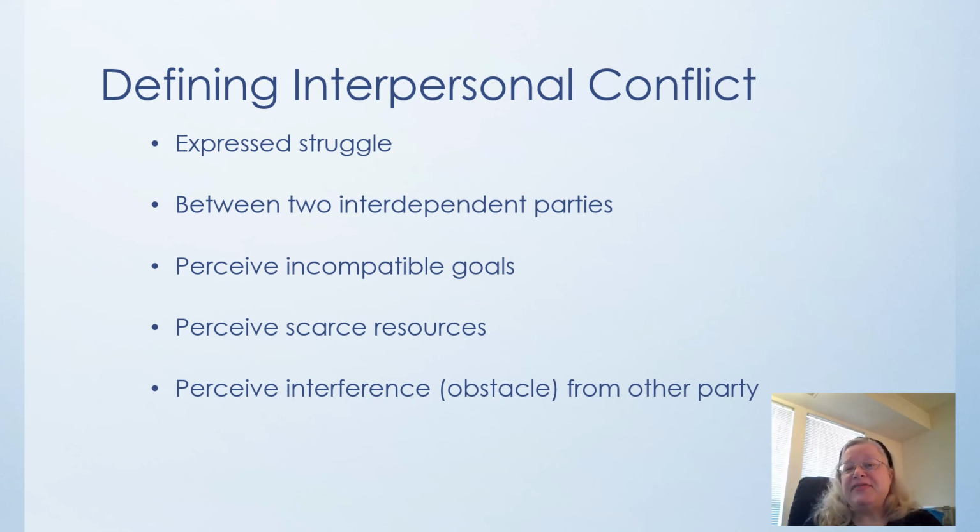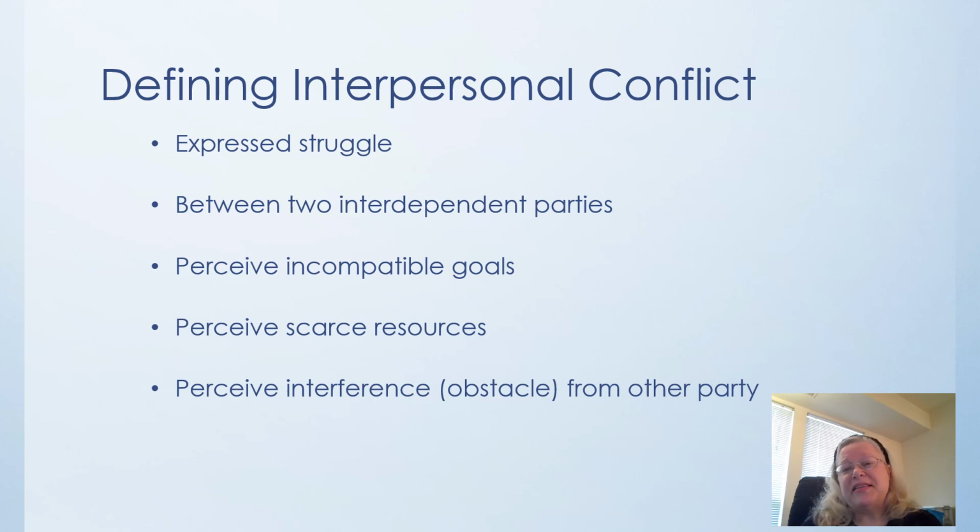So you have to have some sort of dependence on this person in your own life. You perceive that you have incompatible goals. Now note the word perceive. You may not have incompatible goals. You really need to talk about what is the topic of this conflict. What is it that we're disagreeing about? But there's a perception that your goals are incompatible, that you both can't have what you want in this situation.